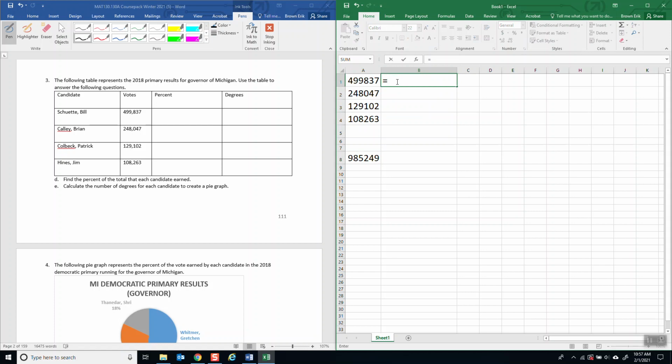And then we're going to divide each of these values by this. Now, if you want to have a fixed number, you put double dollar signs in there, and then it doesn't change this. And there we have it.